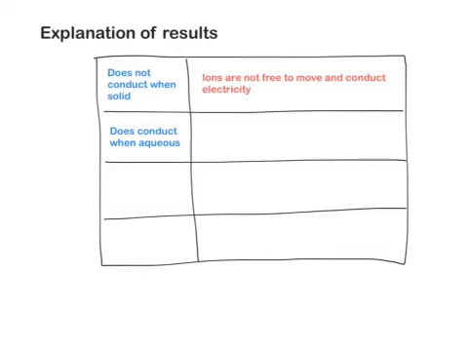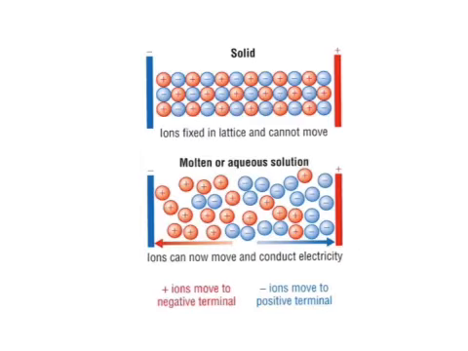Okay, so let's have a look at our second property. So why do ionic substances conduct when aqueous? Well, let's have a look at that model again. Okay, so we saw that when solid, the ions are fixed in this lattice.